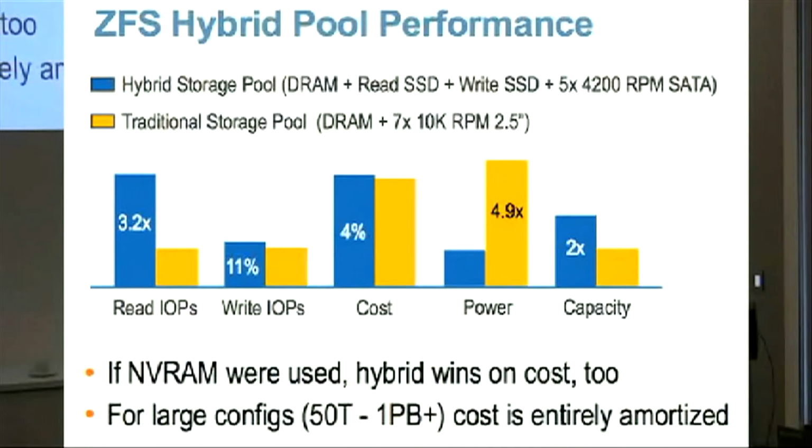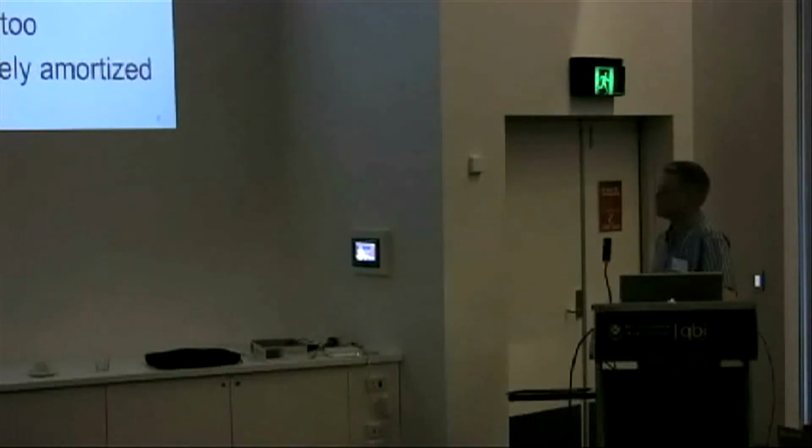And for the read side, however, because we were able to cache a lot more on that level 2 ARC device than we could ever fit in memory, it just really shot up the amount of read I/O that we could perform by a factor of over 3. As I said before, cost is about the same.